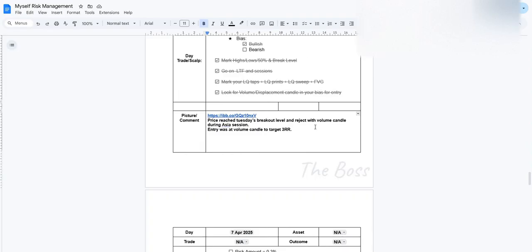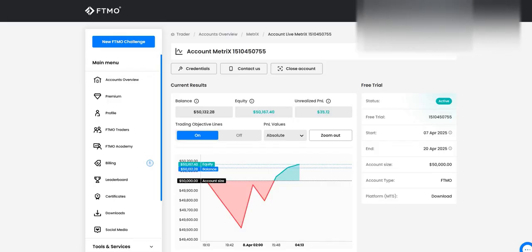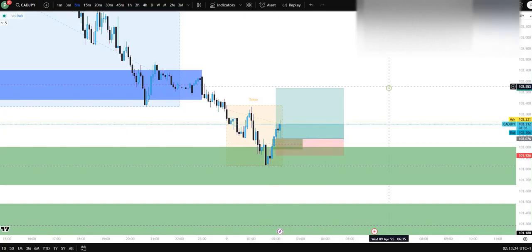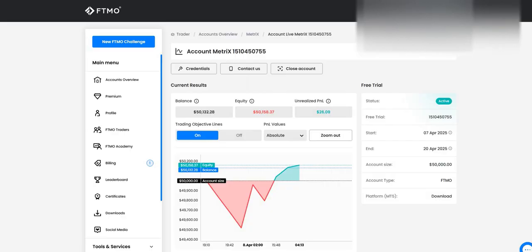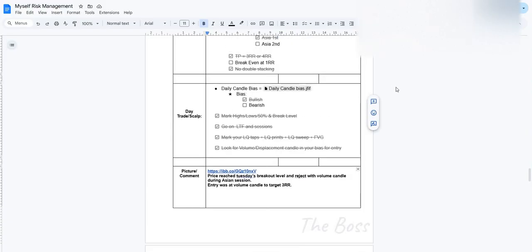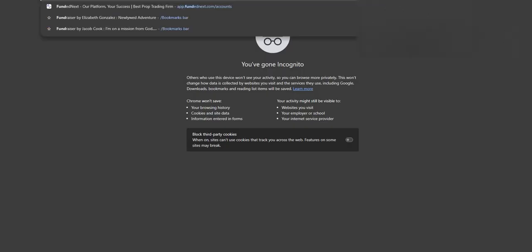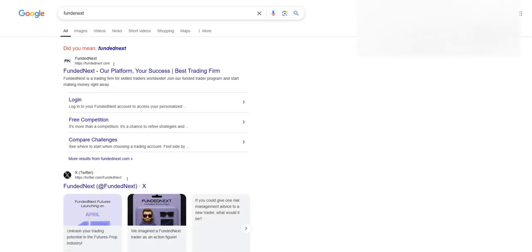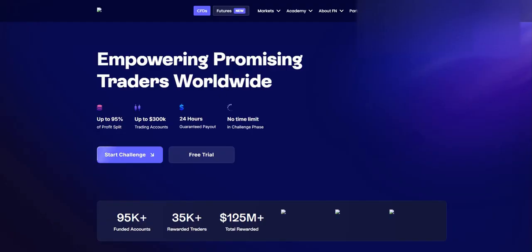Right, so this is what we have. So price reached breakout level and rejected volume, okay, during Asian session. Entry was the volume. Okay, entry was the volume indeed. Okay, that's what we have. Nice one. Okay, now I also have a trade running for the next. Let me take a look because I entered this one first, and then the other one. But let me show you this one again.